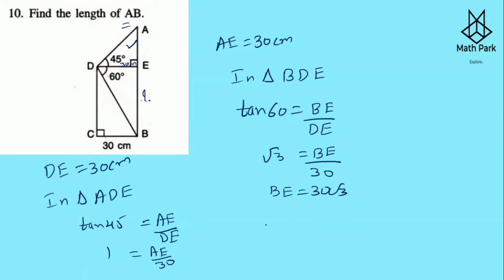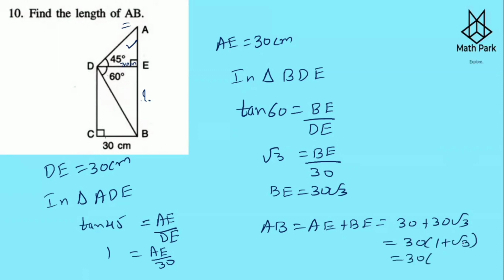So you get AB is equal to AE plus BE, which is 30 plus 30 root 3. Taking 30 common, 30 in bracket 1 plus root 3. The root 3 value is 1.732. So we get 30 times 2.732. Let us multiply, which we get as 81.96 centimeter. So this is how you get AB is equal to 81.96 centimeters.